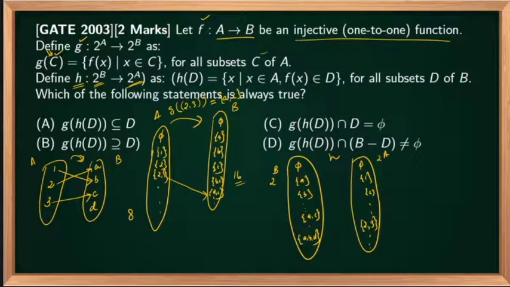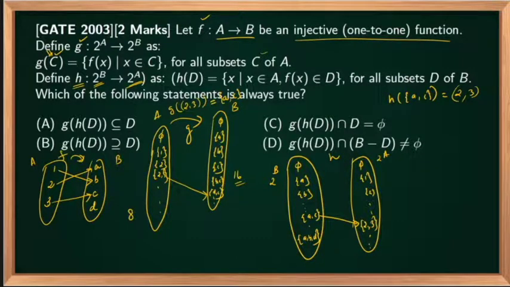Okay. Now what is H? Let's see what is H of AC. Let's find out H of AC. You take an element X. X should be an element of A, and f of x should be an element of D, right? So you take 1 and see f of 1 is b, which is not here. Take 2, f of 2 is a, it is here, so 2 should be here. And if you take 3, f of 3 is c, which is here, so 3 too. Okay, so what we know is that AC is mapped to 2, 3. So these are the initial definitions. You have function f, you have function g, and you have function h.